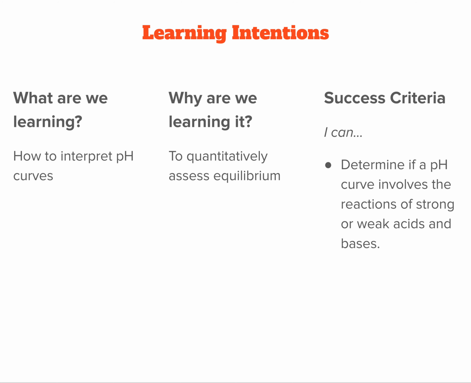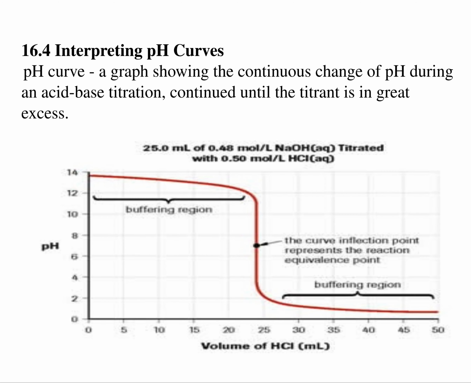Today we're talking about how to interpret pH curves so we can quantitatively assess equilibrium. And our success criteria is being able to determine if a pH curve involves reactions of strong or weak acids and bases.